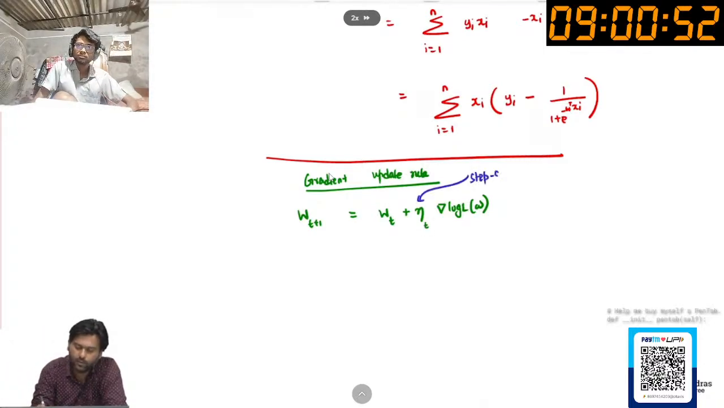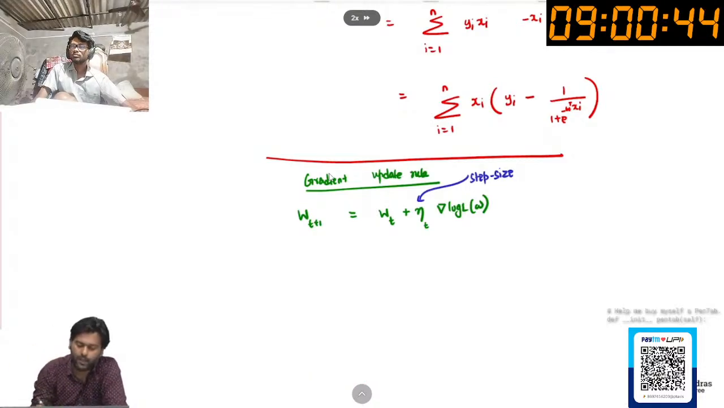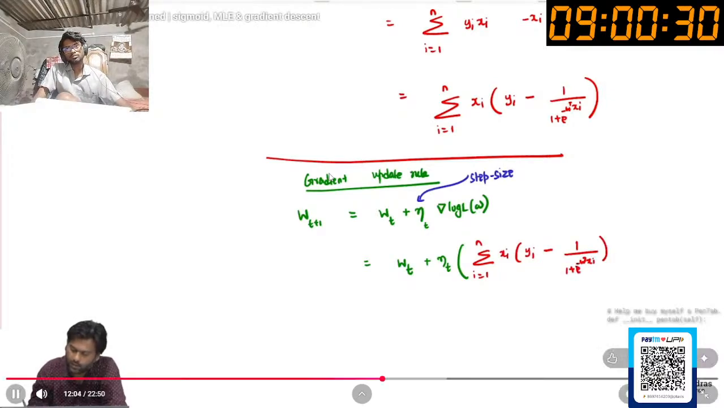Very intuitive. Typically, one can use a step size that goes down to 0, something like 1 over t would be a reasonable step size, or some constant over t. But what is this whole thing telling us now? So this is then wt plus eta t times the gradient term which we just computed, the sum over i is 1 to n of xi times yi minus 1 by 1 plus e power minus w transpose xi. So this is my gradient update rule.